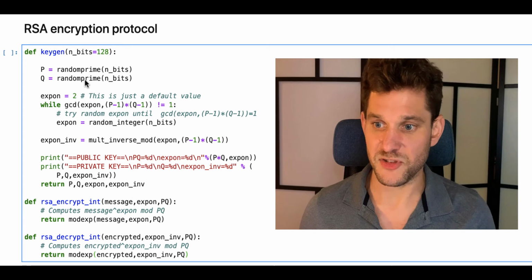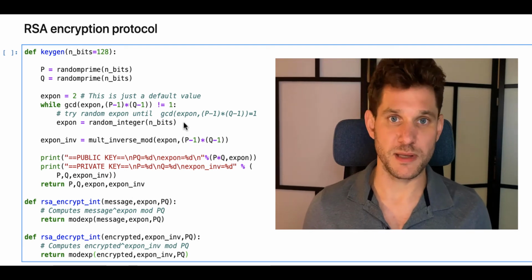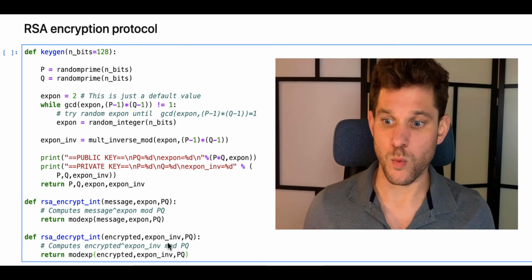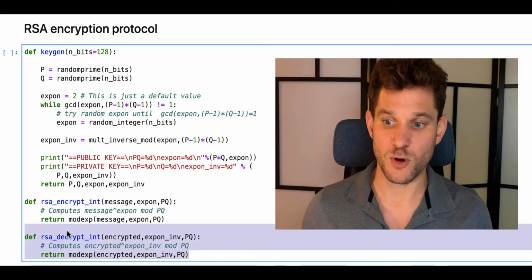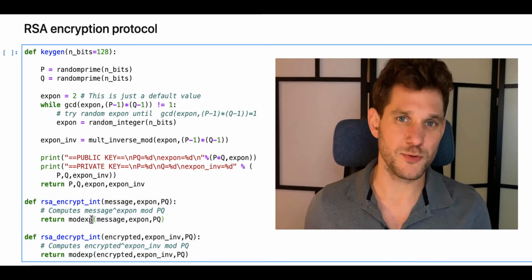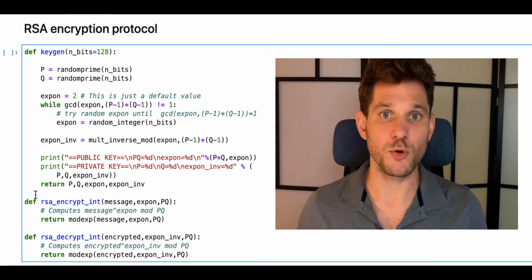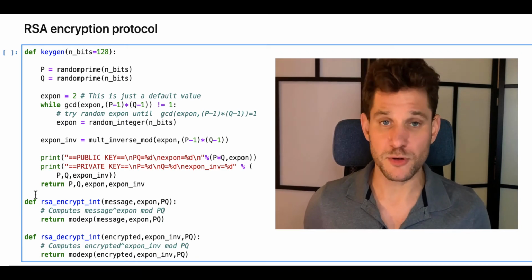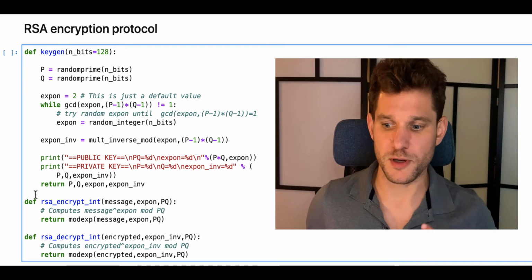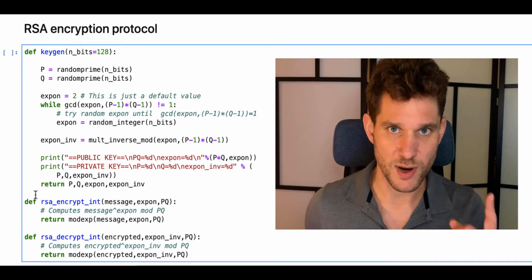We have to explain how to generate random primes. We have to explain why this encryption and decryption actually works. We also have to explain why this is likely to be a secure protocol, or mostly secure. Okay, so let's get started with that. The first thing we're going to do is to understand how to generate random prime numbers.